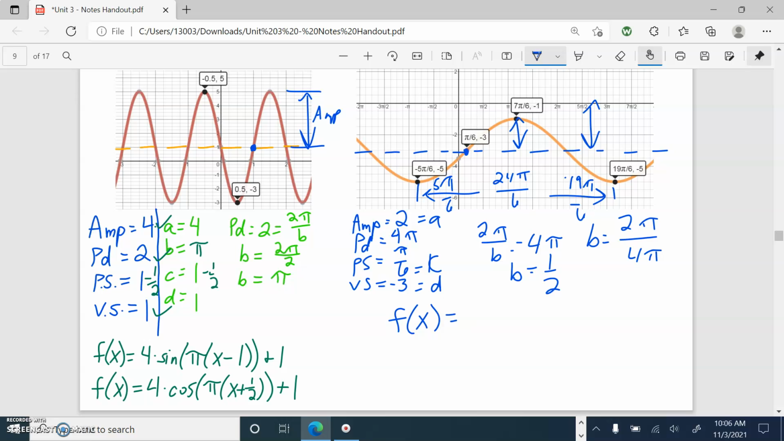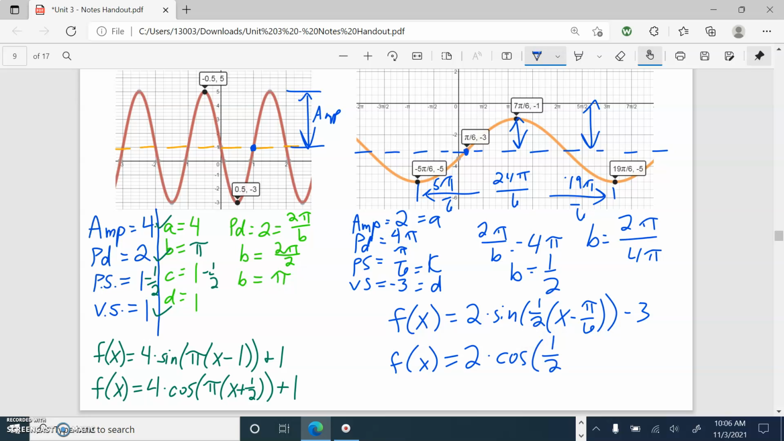So we have f of x is equal to amplitude 2 times sine of b 1/2, x minus c, pi over 6, minus 3. We also have f of x amplitude 2. This is our cosine function. Period did not change. Vertical shift did not change. Again, it does not matter.